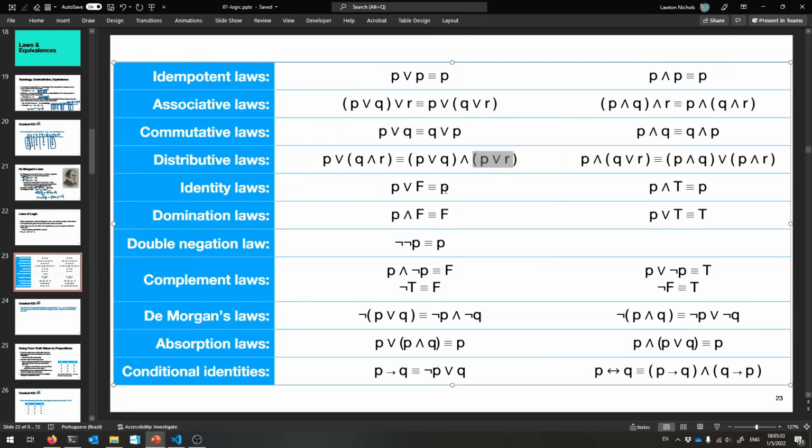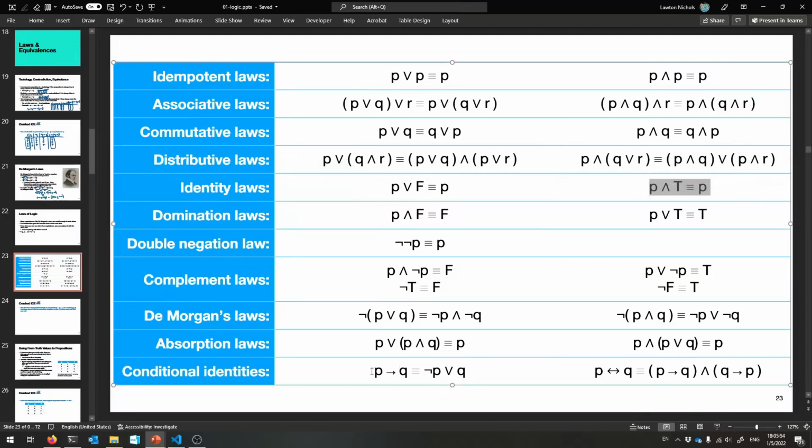These are just a bunch of different laws that you will get plenty of practice with. But I encourage you to look at them. This is the double negation law, the one that I was talking about. If you AND with false, it's always false. If you OR with true, it's always true. If you OR with false, it's like the false didn't do anything. It's just P. Same with ANDing with true. There's a lot of duality going on here.